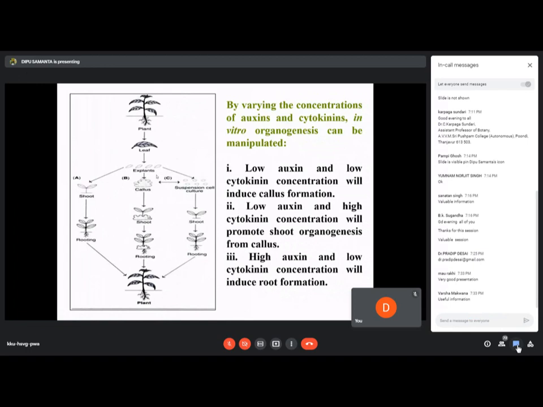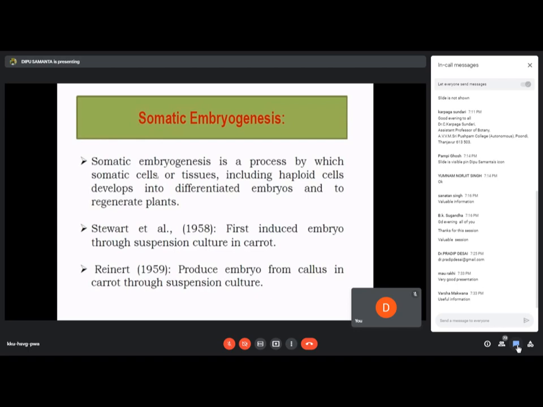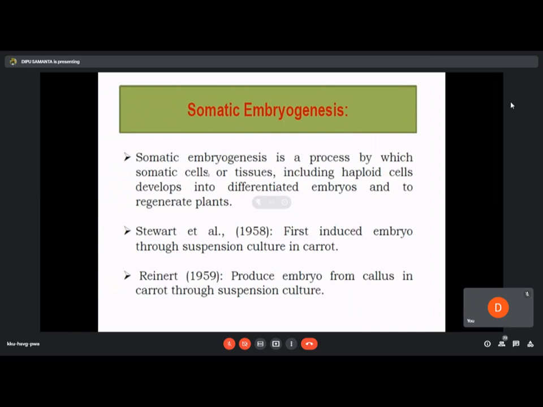Now coming to another method of cell and tissue culture, that is somatic embryogenesis. Somatic embryogenesis is a process by which somatic cells or tissue, including haploid cells, are developed into differentiated embryos and regenerate plants. Steward in 1958 first introduced the term embryogenesis. Reinert produced embryos from callus in carrot through suspension culture.